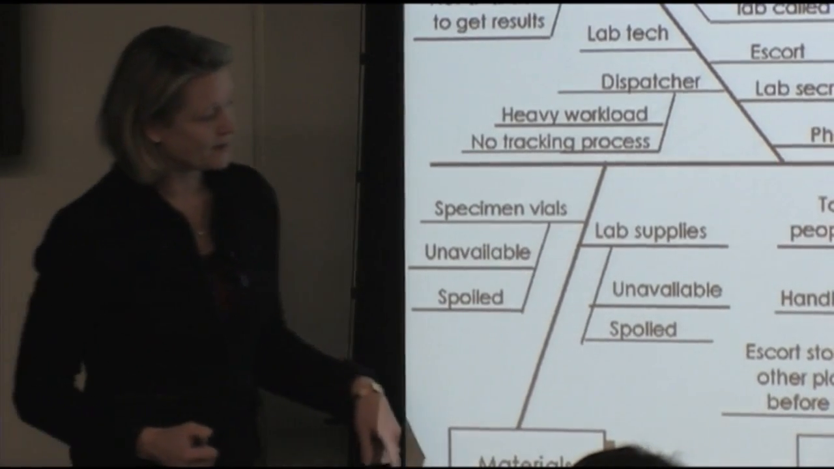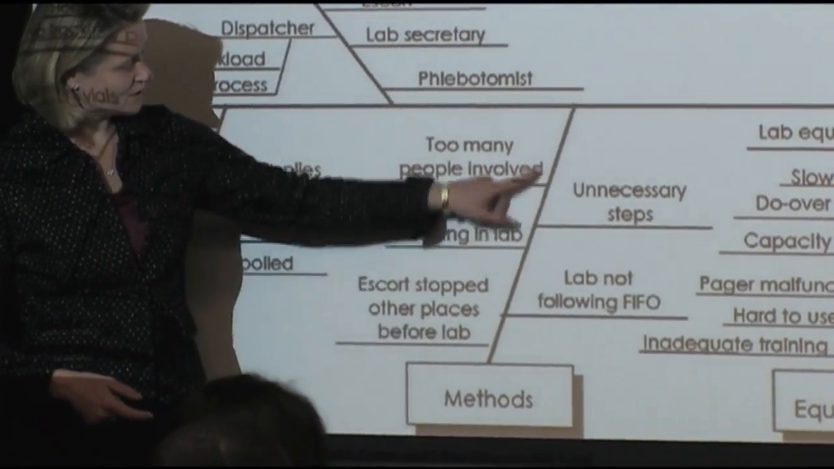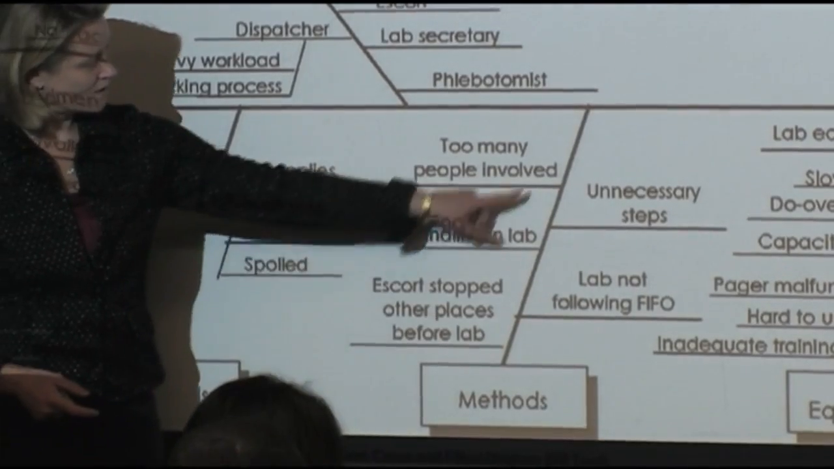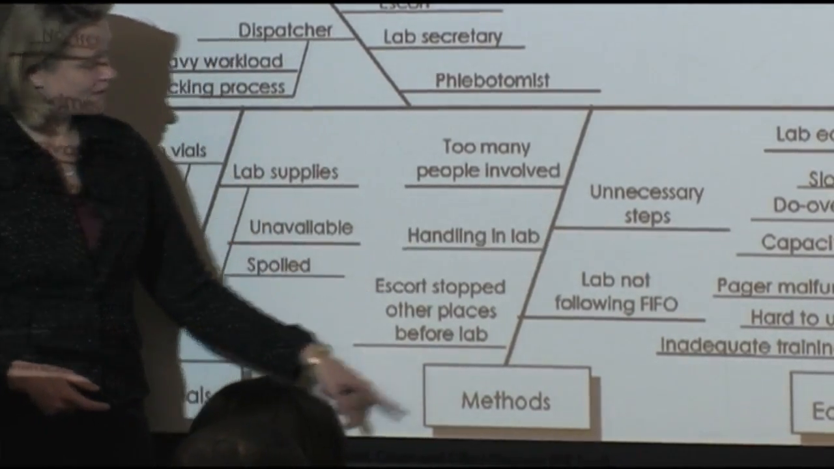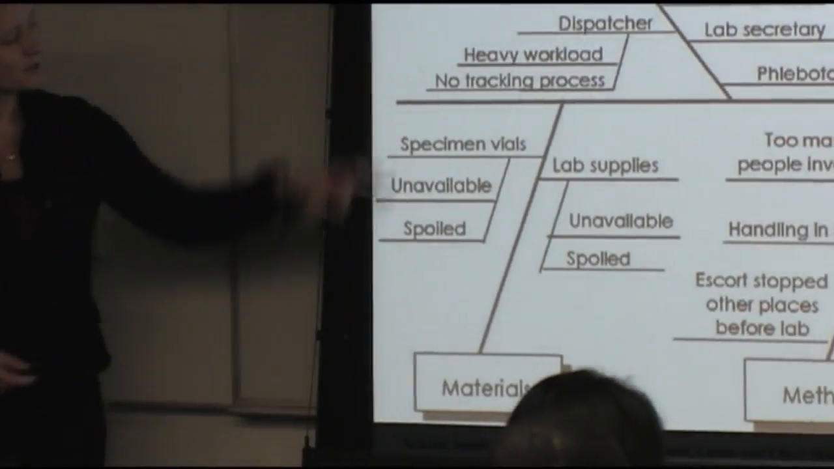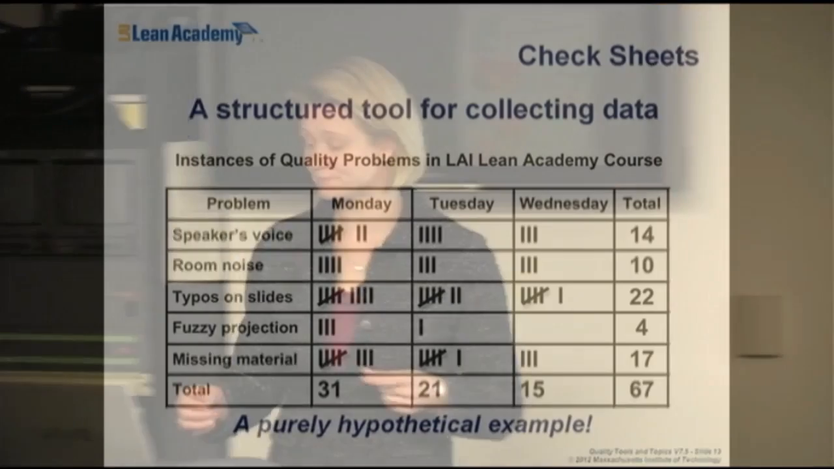We may think about the methods of why tests take too long. So what is it about the method that I'm doing with the test? Well, maybe there are too many people involved. Maybe there are unnecessary steps in my method. So it's not a definitive answer. This is the brainstorming tool that you use to get all of your thoughts flowing about what might be all the potential causes that contribute to a particular problem.